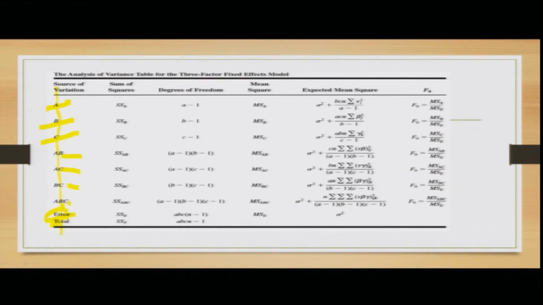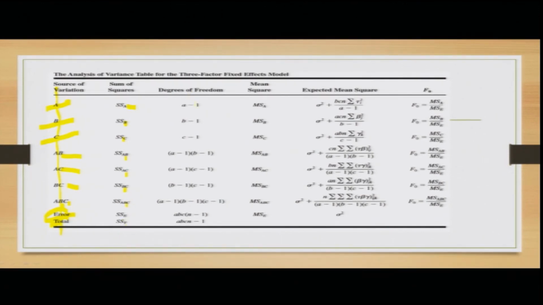Now, how do I represent the sum of squares? It is very simple. Note down the suffixes: SS suffix A for A, SS suffix B for B, SS suffix C for C, SS suffix AB for the combination of AB, SS suffix AC for the combination of AC, SS suffix BC for the combination of BC, and SS suffix ABC for the combination of ABC. So, you have the errors, and you have the total.